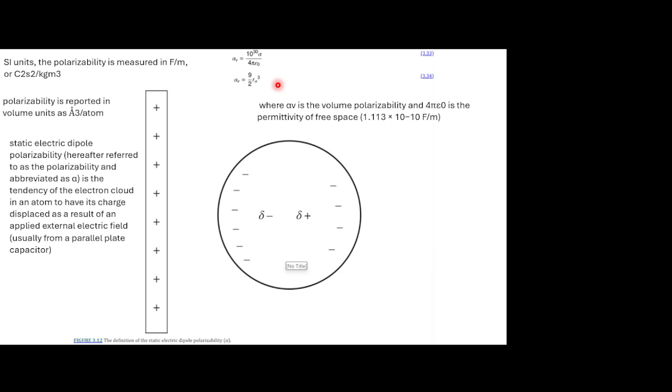So that alpha in the equation, what was it? Yeah, it's this right here. Static electric dipole polarizability. Okay. But normally we only want the volume component for it. So we're getting rid of everything but the volume component here. You can actually see here that the permittivity of free space is that units right there.